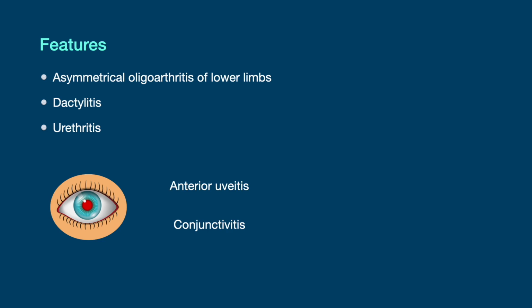In the eyes, you might see conjunctivitis as well as anterior uveitis. And as far as the skin lesions are concerned, one may have circinate balanitis, which is painless vesicles on the coronal margin of the prepuce, as well as keratoderma blennorrhagicum, which is waxy yellow or brown papules on palms and soles.